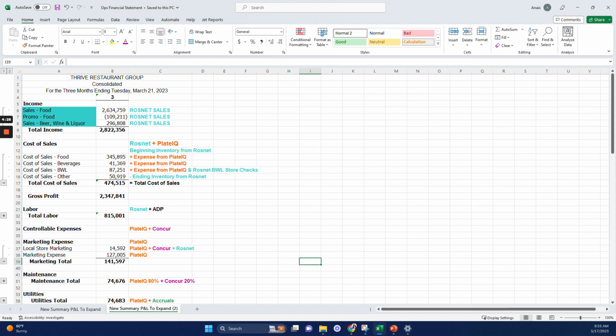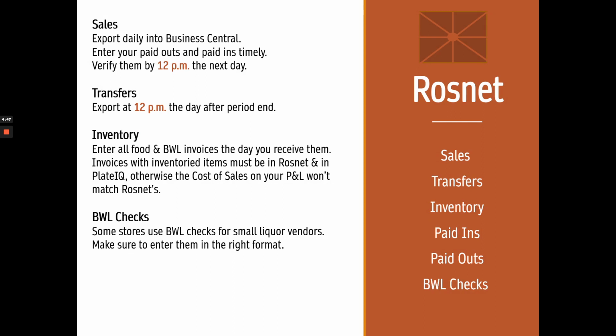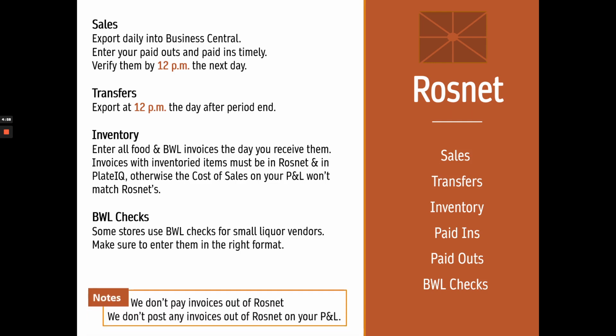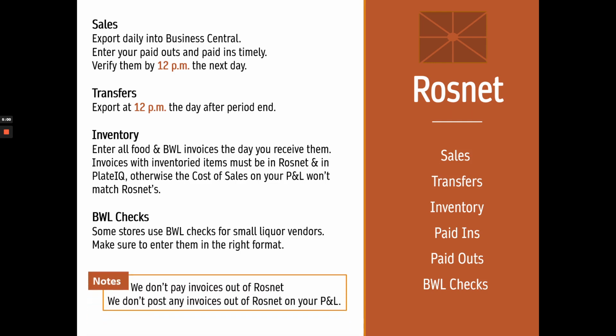We post your beginning and ending inventory on your P&L out of Rosnet. Then we compare the cost of sales on your P&L to the cost of sales in Rosnet. So if some expenses are not entered in both places or not dated the same way, your cost of sales on your P&L won't match Rosnet, and we use the data on your P&L to make decisions. Please note that we don't pay invoices out of Rosnet, and we don't post invoices out of Rosnet on your P&L.